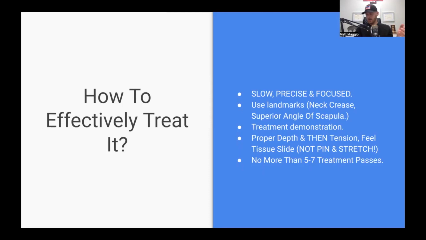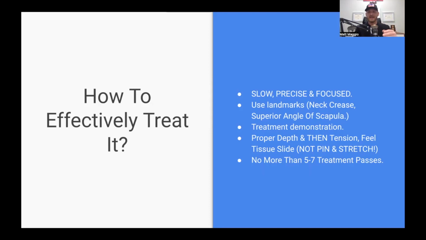So how to effectively treat it? I talk about this in almost every video that I make. Slow, precise, focused. So much of treatment out there is what I call a shotgun approach. You just do a bunch of stuff. You use your elbow. You might dig in there really deep. You don't have that fine touch. The thing about adhesion is it doesn't need a ton of pressure. It needs the right amount of pressure and then the right amount of tension to break it down.